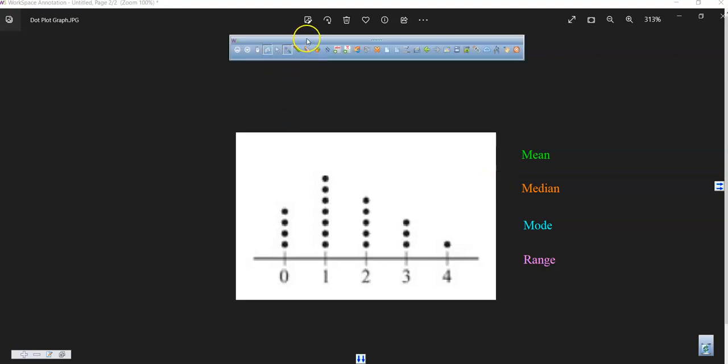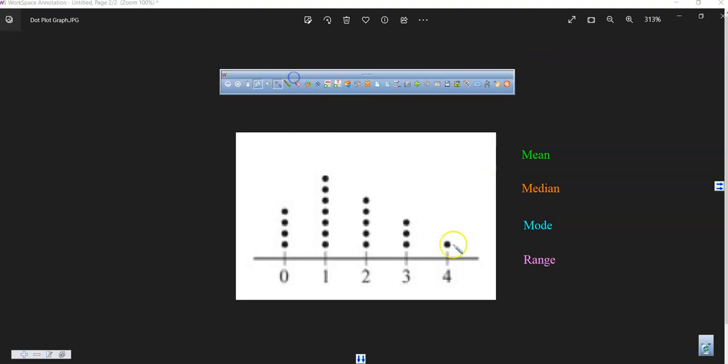So I'm going to use this little dot plot here to explain and review mean, median, mode, and range. Okay, so if you see a graph like this, like a little dot plot, or if you see a bar chart, something like that, this right here, this is the frequency. All right, so right now there's a frequency of 4 zeros.